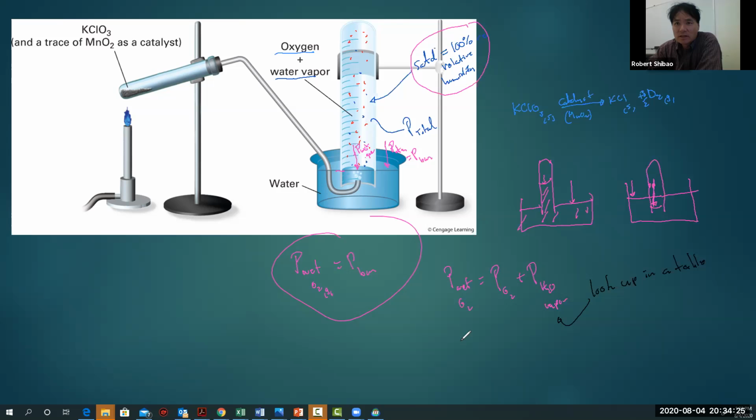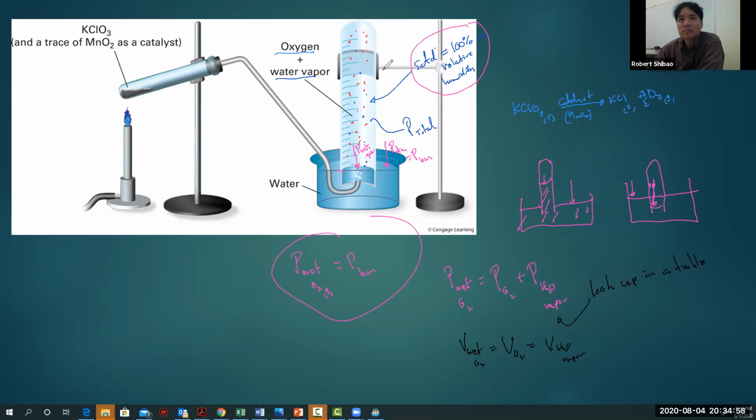Using Dalton's is easier here because the volume of wet O2 is equal to the volume of dry O2, which is equal to the volume of the water vapor. And so this makes it easier. We just measure the total volume here, and we calculate the pressure here. We can't measure the volume of O2 and the volume of H2O here because it's all mixed together. We can calculate it, but we aren't going to be able to measure it.